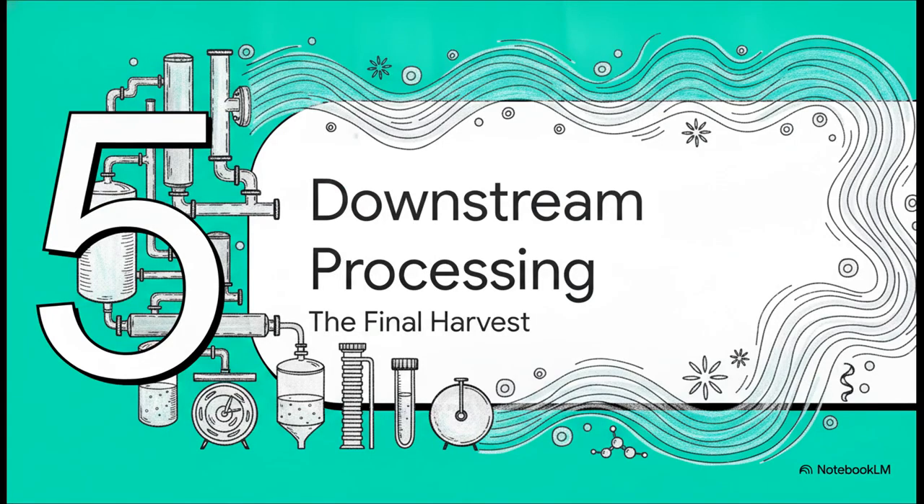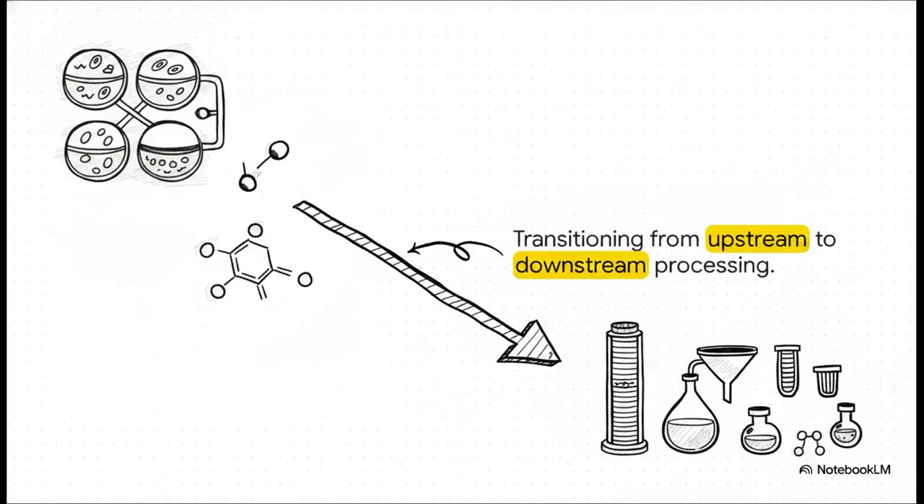All right, moving into the home stretch with Section 5, downstream processing, the final harvest. So there's a critical pivot point that happens in this whole process. Once the cells in the bioreactor have done their job and produced the absolute maximum amount of our secondary metabolite, the upstream process officially ends. That's when we transition right into downstream recovery and purification.